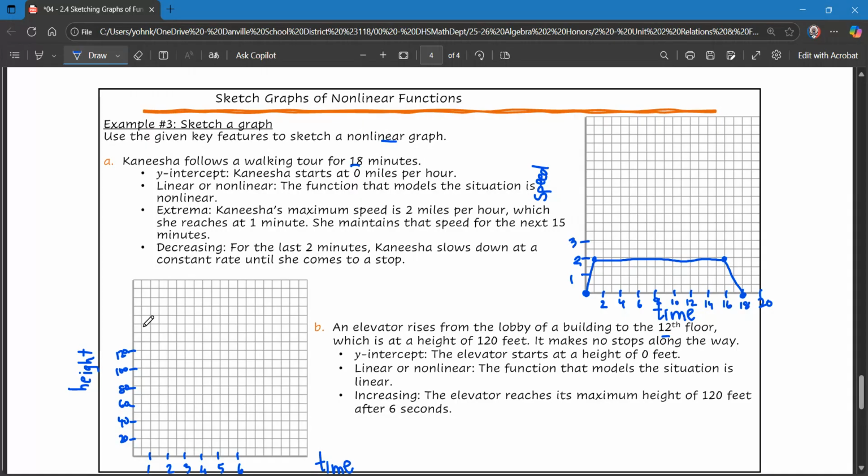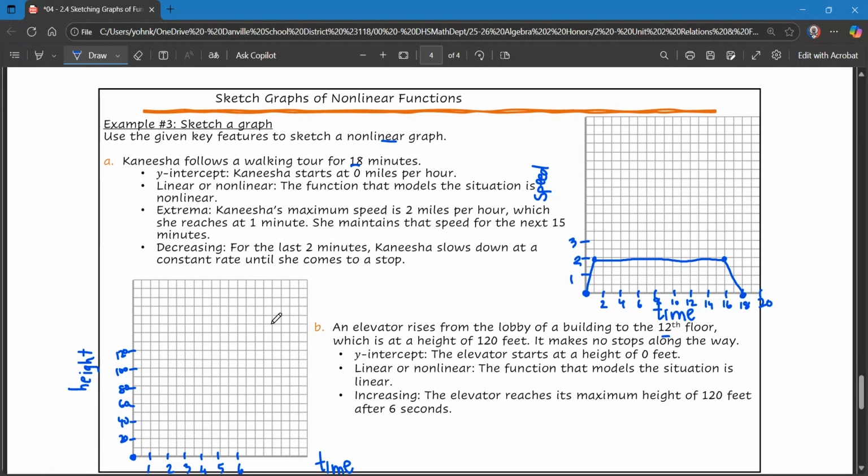Also notice, kids, that there's only the first quadrant here. That's because you can't have negative time, you can't have negative height, you can't have negative speed. Even if you're running backwards, kids, you're still running at a positive speed. Okay, so the elevator starts at the bottom. So at 0 time, it's 0 feet.